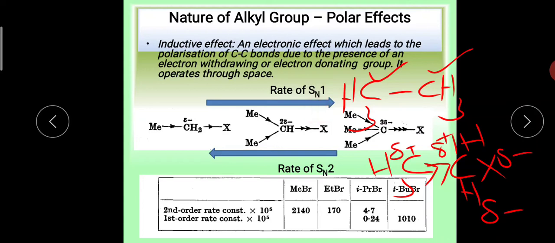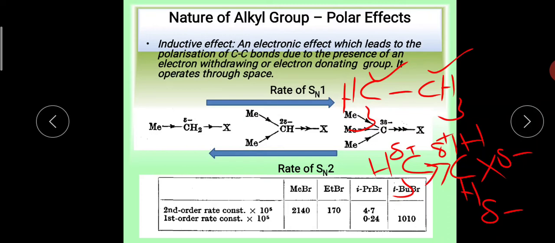So, if we have more methyl groups attached to the carbon, the center which forms the carbocation, then this would further stabilize your carbocation and increase the rate of your reaction. So, the more electron donating groups, the more it can stabilize your carbocation during your SN1 reaction, and the rate of the reaction will simultaneously increase.